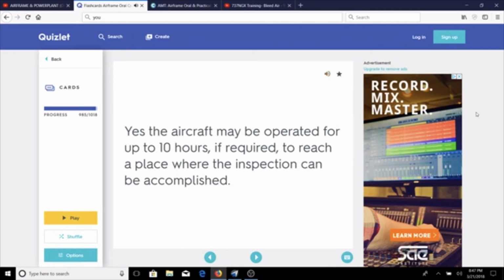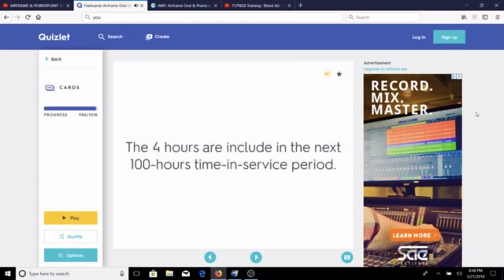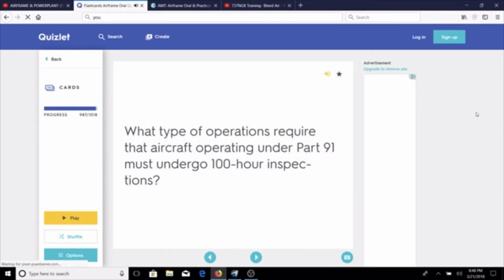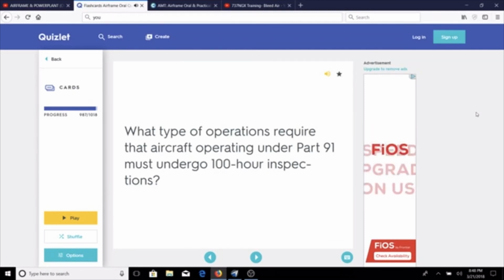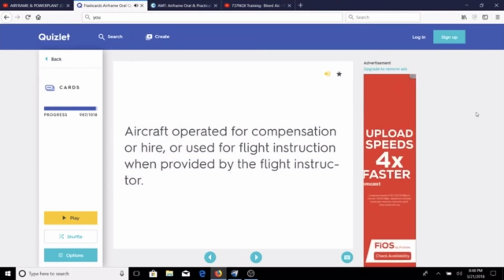can be accomplished. An airplane is flown 4 hours over the 100-hour inspection limit to reach your maintenance facility. How do you account for those 4 hours? The 4 hours are included in the next 100-hour time in service period. What type of operations require that aircraft operating under Part 91 must undergo 100-hour inspections? Aircraft operated for compensation or hire or used for flight instruction when provided by the flight instructor.